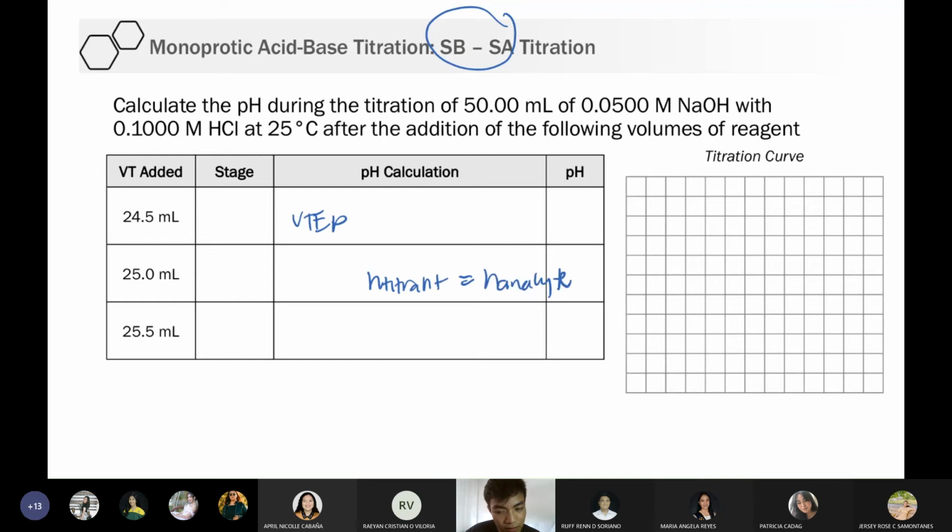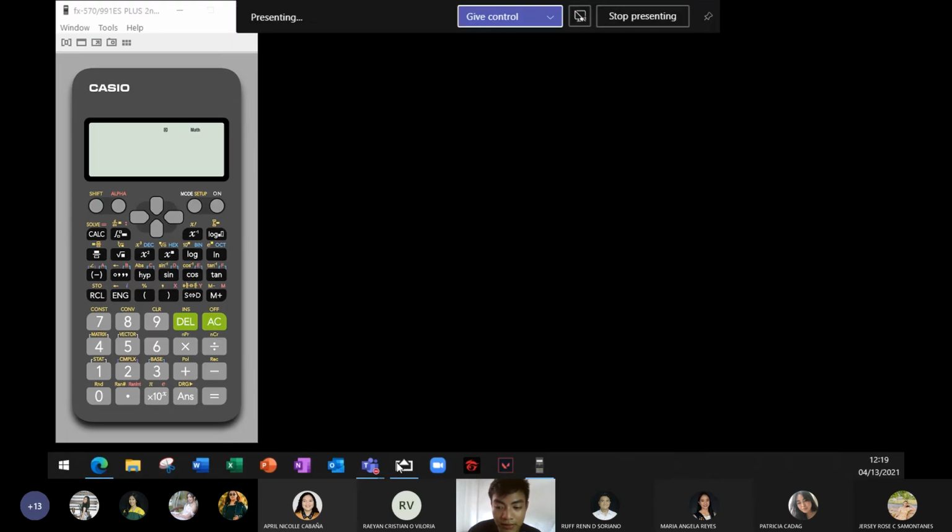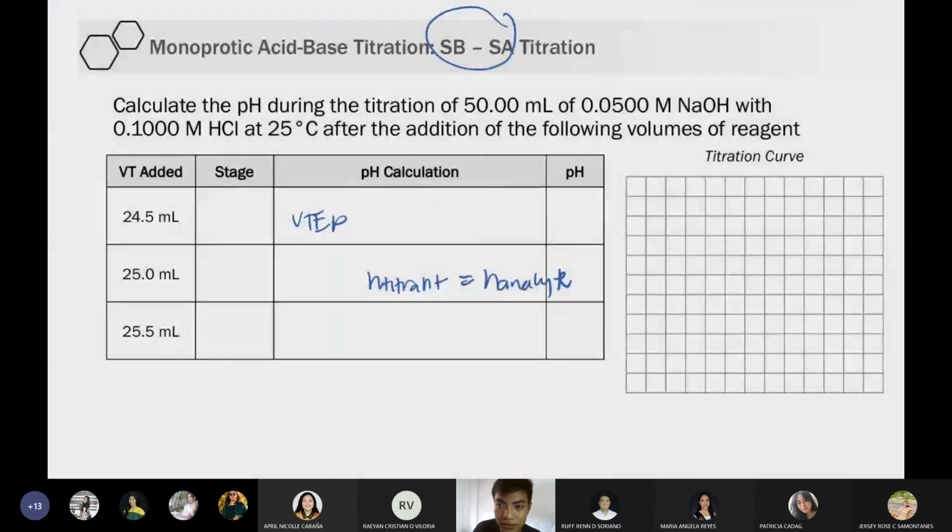Bakit ko inuulit-ulit to? Ba't di na lang ibigay yung formula? Para masanay. Okay? Kasi malay mo, may revision sa formula. Okay? May mangyaring wonderful sa formula. Okay. So anyway, so according to John Gabriel, VTEP is 25. Okay. So since VTEP is 25 ml, so that means 25 ml is our equivalence point. Okay. Plug in lang yan, ha.